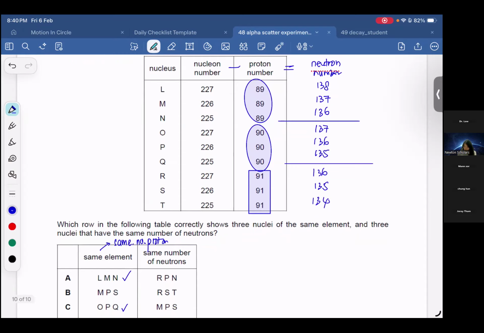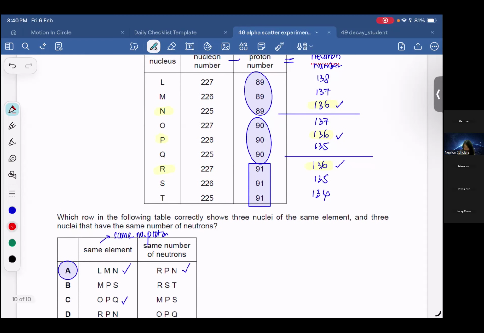Okay, A is RPN. R is here, P is here, N is here. Is it correct? Yes. You see? 136, 136, 136. They all have the same number of neutrons. So the answer should be A. Okay, is C correct?